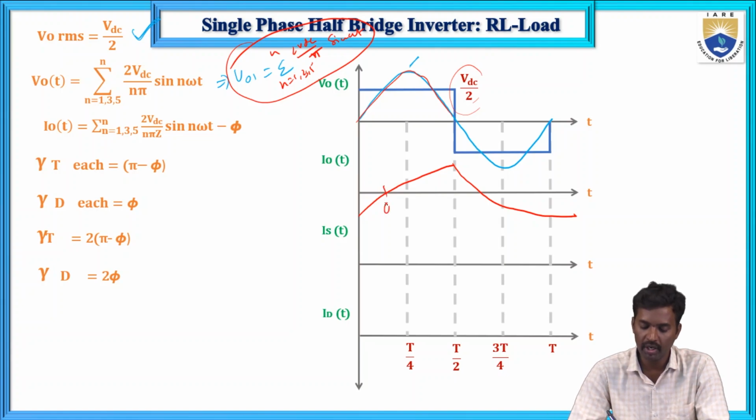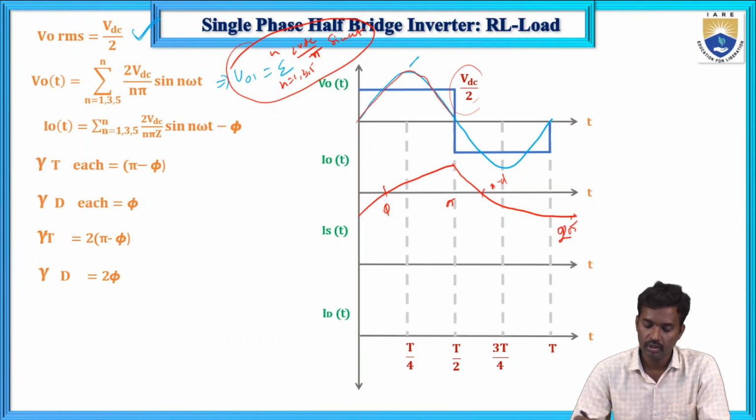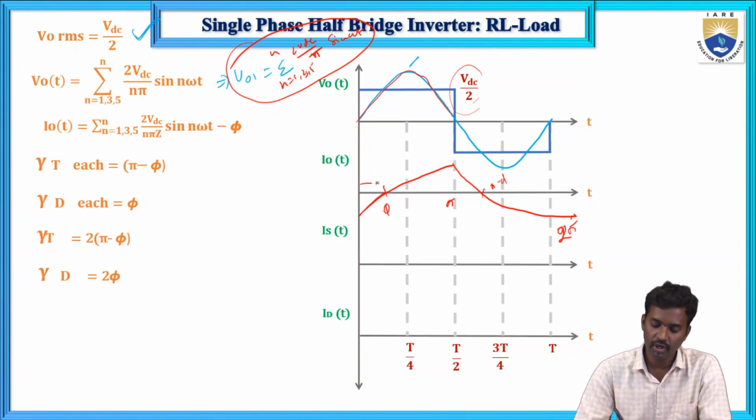So this is pi and this is phi, and this is pi plus phi, and this is 2 pi. So now here, this current lags this voltage by this phi duration.